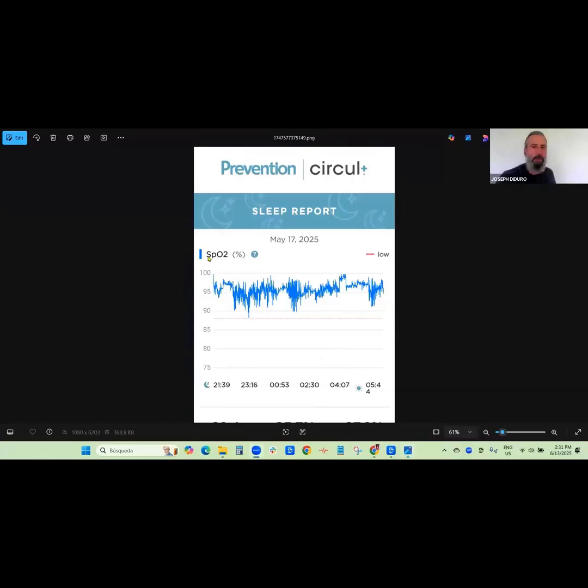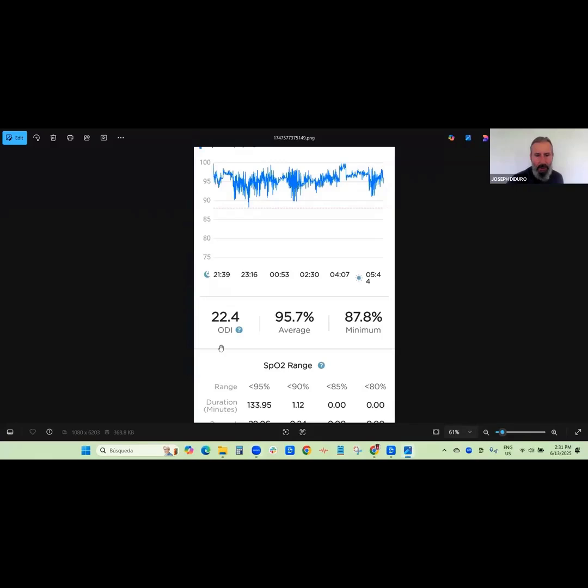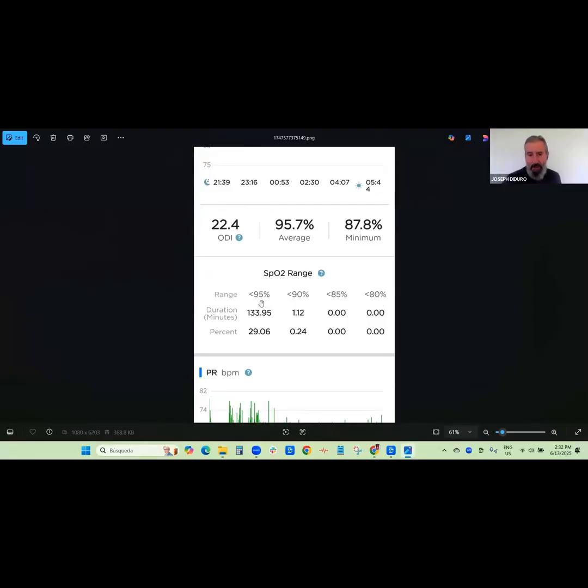And this is your SpO2, and this is your oxygen saturation throughout the night. So my ODI was 22 that day, 95.7 oxygenation average, and my minimum was 88, so 11 o'clock at night. I'm usually around 97, 96 when I'm awake. So if my average is like that, that's pretty normal. The time that was less than 95 was 29%. And the time that I was below 90 was less than 2%. So overall, that's pretty good.